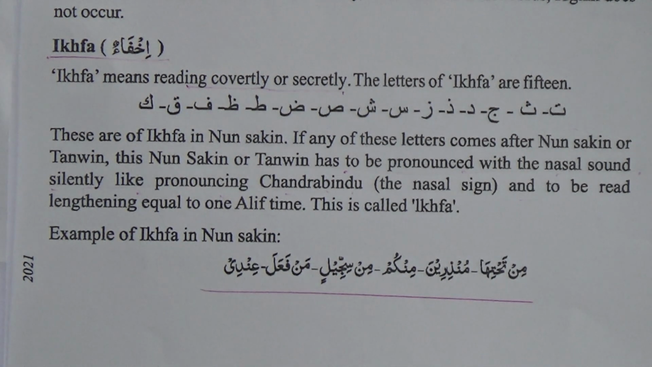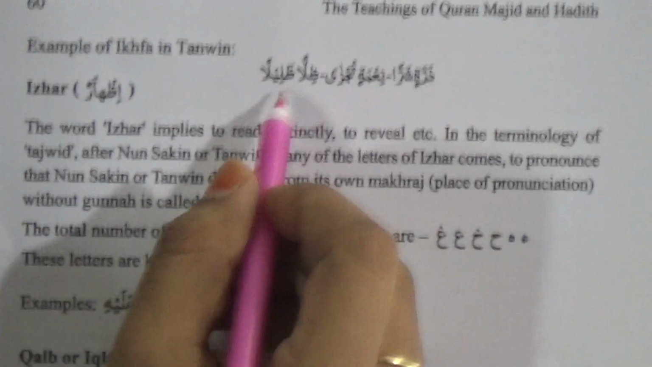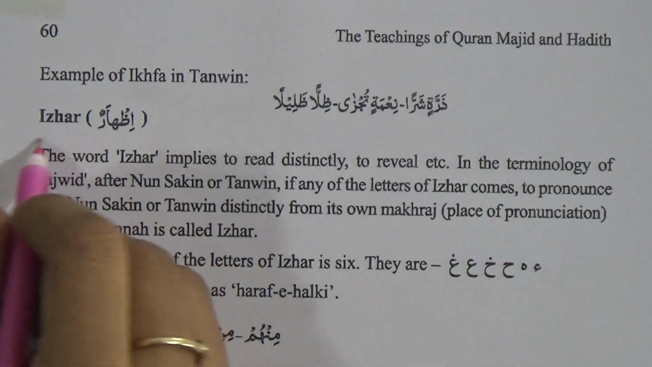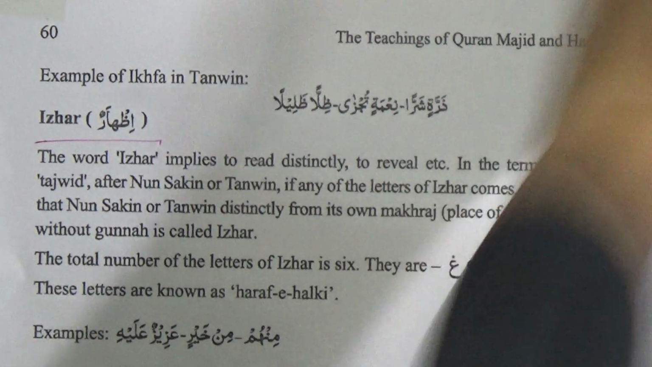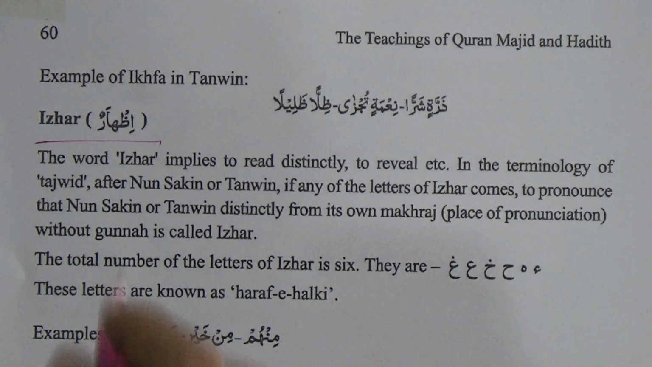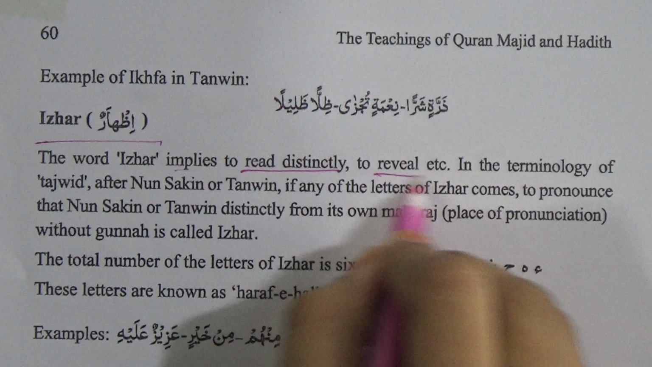Okay, now examples of ikhfa with tanwin here: zarratin sharra, ni'matin tujza, zillan zalila. Understand? The two rules have been covered, idgham and ikhfa. Now another rule, it is izhar. Izhar implies to read distinctly, to reveal.